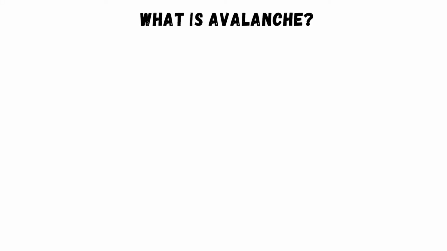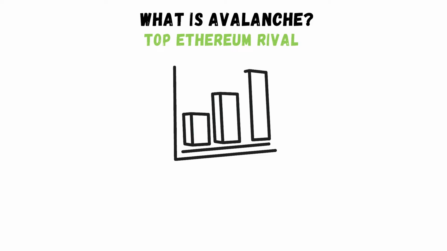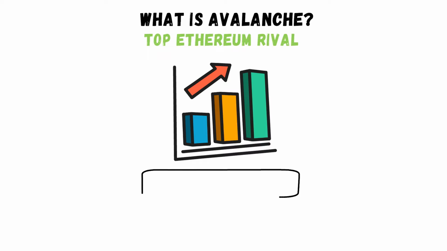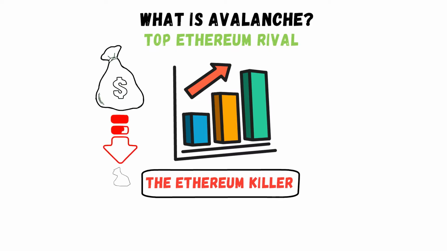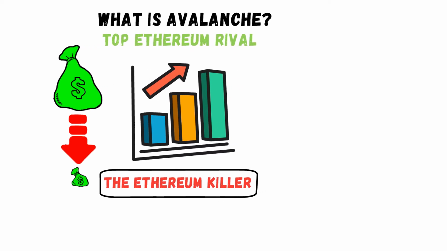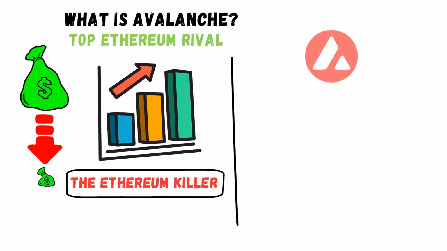What is Avalanche? Top Ethereum rival. Since its launch in September 2020, Avalanche has raised eyebrows with its unbelievable scalability. Crypto enthusiasts consider Avalanche the Ethereum killer because it eliminates the high gas fee and low TPS constraint of the Ethereum network. What is Avalanche?